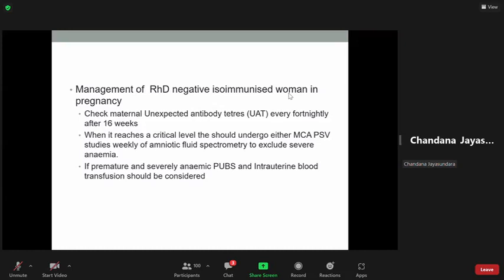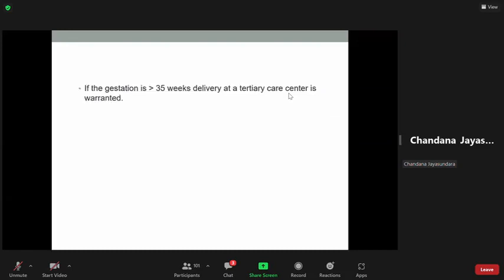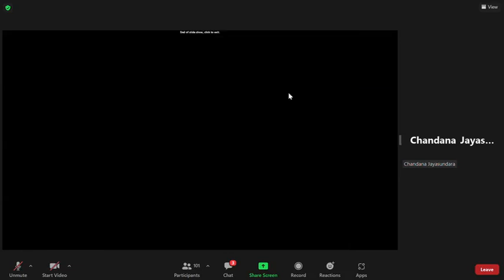And if it has come to a critical titer, then we have to decide whether we can deliver this child. If we can deliver, we'll deliver the child. If we can't deliver this child, we have to do intrauterine transfusion to the baby. If the gestation is mature enough, more than 35 weeks, we have to deliver this baby as soon as possible. Then we can achieve a successful outcome.